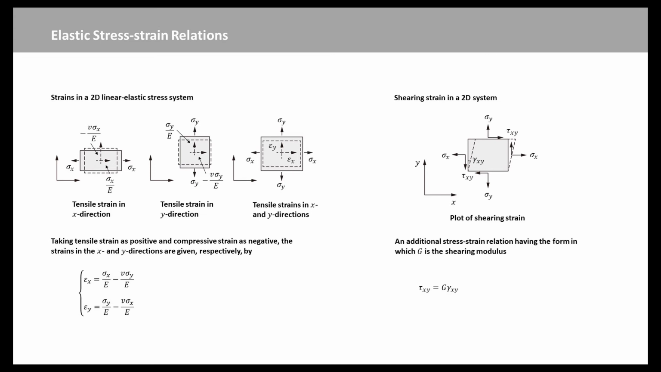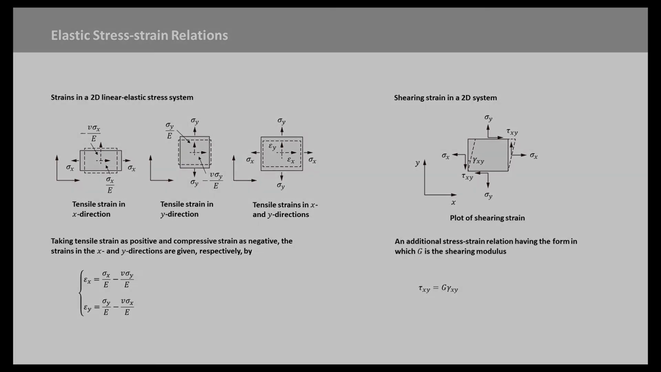There is therefore an additional stress-strain relation having the form in which G is the shearing modulus. Tau xy is equal to G times gamma xy, where gamma xy is the shear strain.